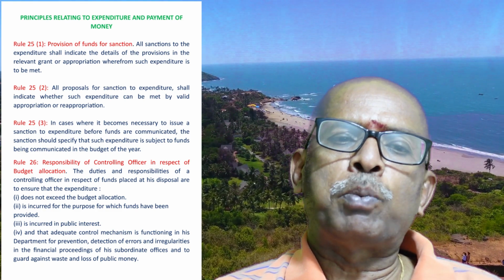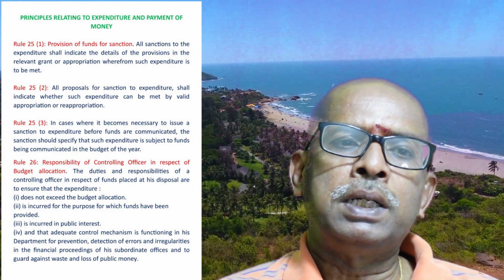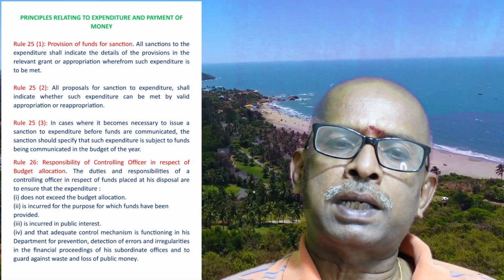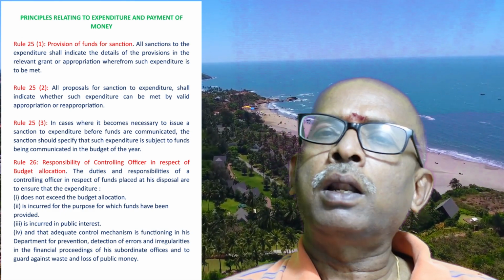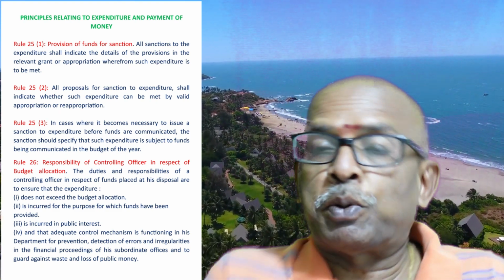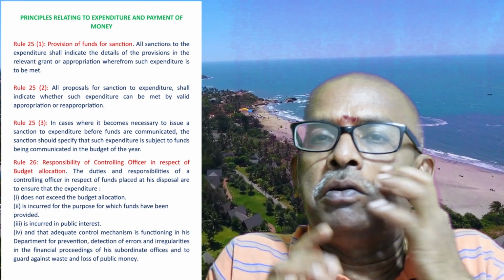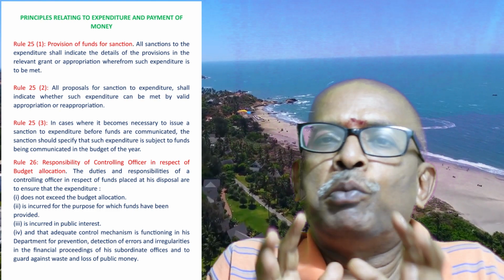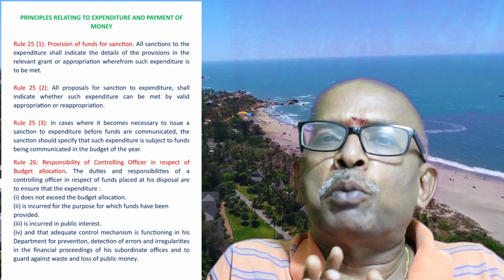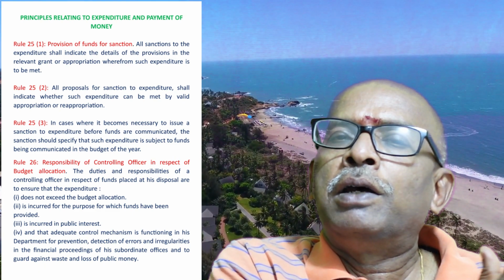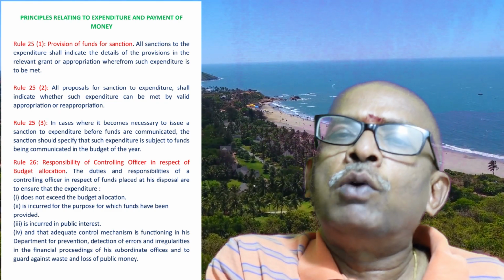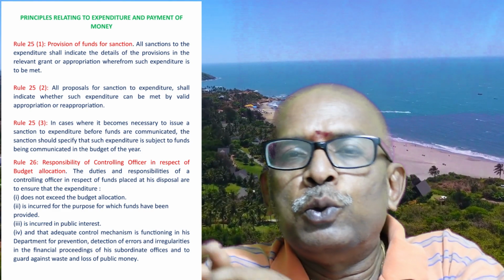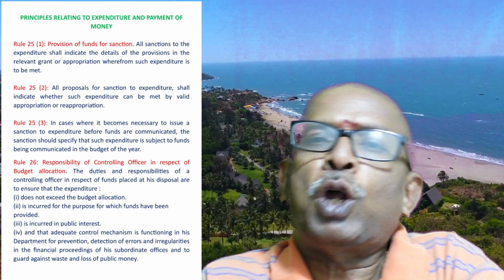Now, all proposals for sanction to expenditure shall indicate whether such expenditure can be met by valid appropriation or reappropriation. So now it is proposal. Sanction, when fund is there only you will be doing. Now you are going to make a proposal. When you make a proposal, you have to say whether appropriation, fund allocation is there. If it is not there, what is the proposal? We are going to use it from the reappropriation.